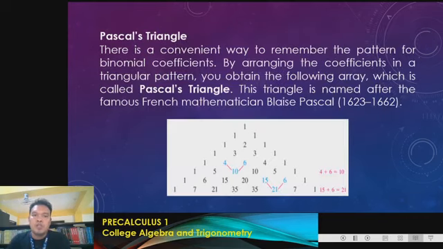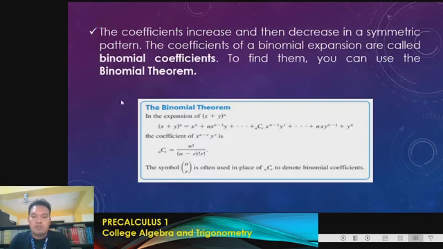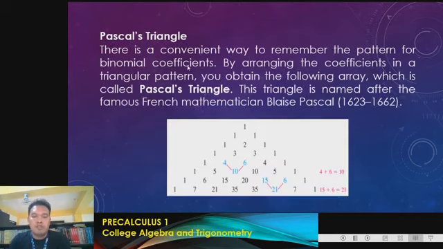Paano magagamit. So, we have Pascal's triangle. This is a convenient way to remember the pattern for the binomial coefficients. By arranging the coefficients in a triangular pattern, you obtain the following array, which is called Pascal's triangle. This triangle is named after the famous French mathematician Blaise Pascal. So, yung binomial coefficients, magkakaroon siya ng pattern. So, we have tinatawag na Pascal's triangle, no?